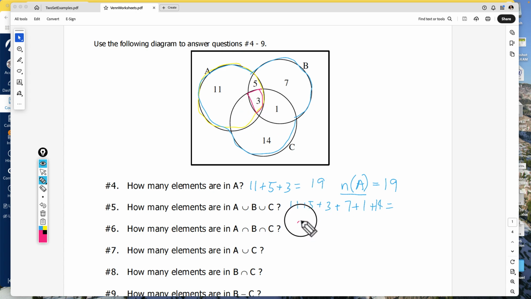So just 3. And then we could talk about A union C. Again, it's almost like B doesn't exist. A union C is going to be everything in A and everything in C. Okay, so 11 plus 5 plus 3 plus 1 plus 14.